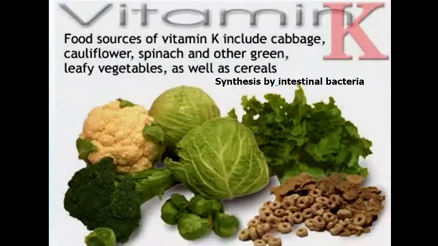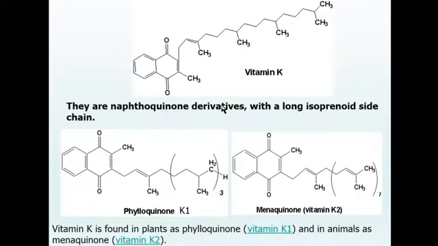The next vitamin that we will discuss today is vitamin K. Naphthoquinone derivatives with a long isoprenoid side chain. This vitamin is widely present in fruits and vegetables, cabbage, spinach, other green leafy vegetables, in cereals, in jams. And very, very important, you have to remember that it can be synthesized by intestinal microflora. This is a family of vitamins, naphthoquinone derivatives with a long isoprenoid side chain.